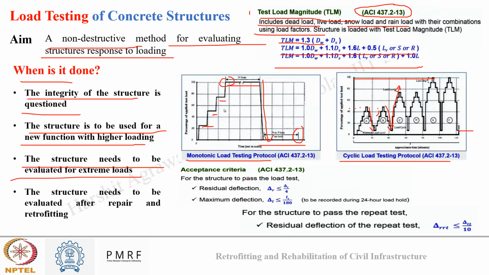So based on the deflection, criteria are defined. What will be my residual deflection and what will be my maximum deflection? If these criteria are fulfilled, we say that the structure is safe. If the criteria are not passed, we will evaluate the structure one more time, and we will comment whether it is safe or not. You can find much detail about this testing in this code, ACI 437.